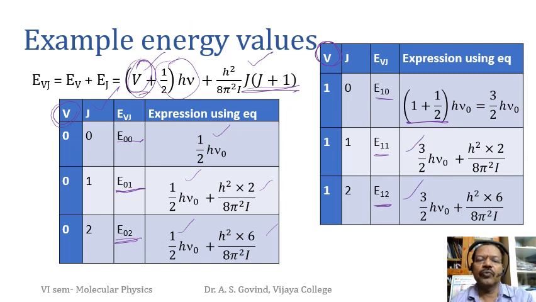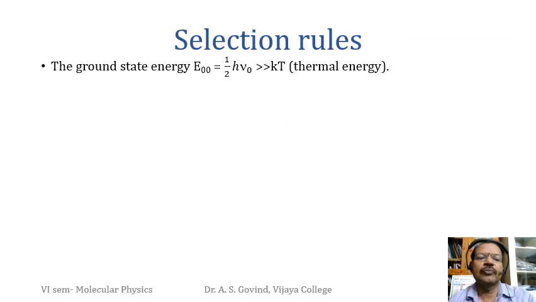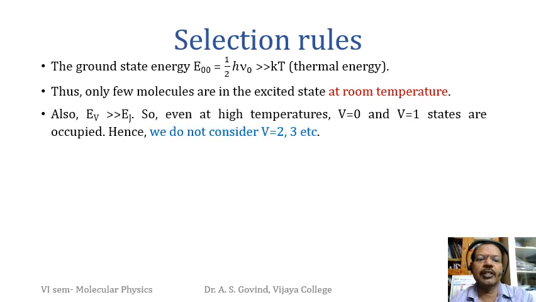And now when there is a transition, what happens? So the first thing to remember is ground state energy 0, 0, half h nu naught, what we have seen in the last slide, is already much greater than the thermal energy. Thermal energy is of the order of kT, k is the Boltzmann constant. And therefore, only few molecules are excited at the excited state at room temperature. And we will not consider high temperatures because anyway the molecule will dissociate when you go to very high temperatures.